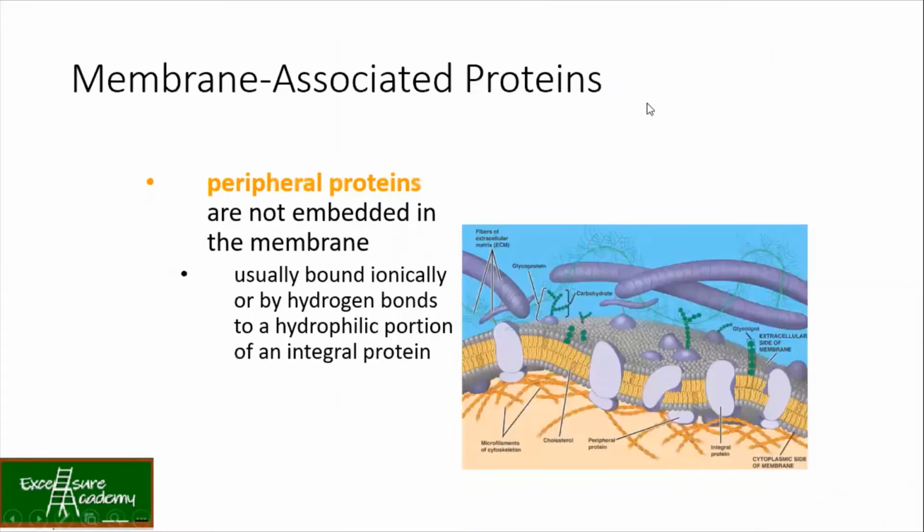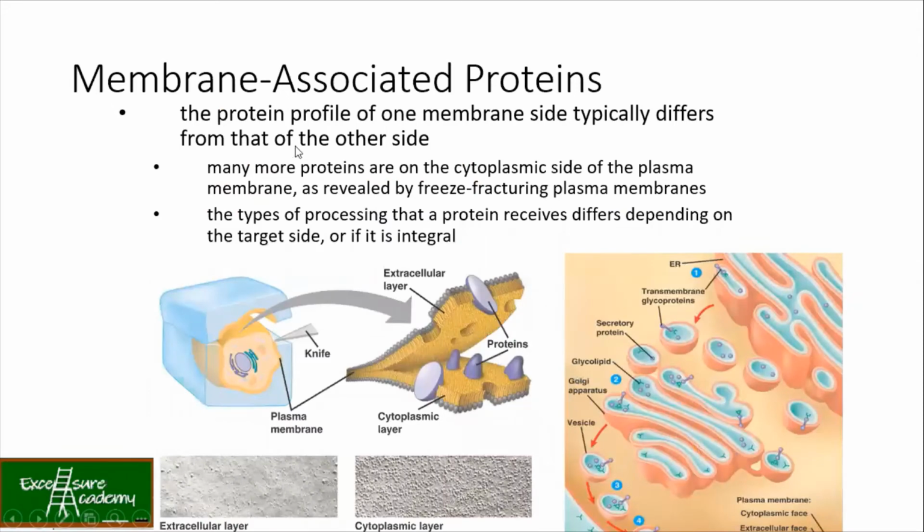Now peripheral proteins. They are not embedded in the membrane, but through ionic or hydrogen bonds, they are attached to the integral protein. You can see at the bottom, on the inner side of the plasma membrane, the peripheral proteins are attached. Now, the protein profile of one membrane side typically differs from that of the other side. So obviously, right? If you see in this figure, this is the extracellular layer. If you take a plasma membrane like this, what is happening? It has got two layers.